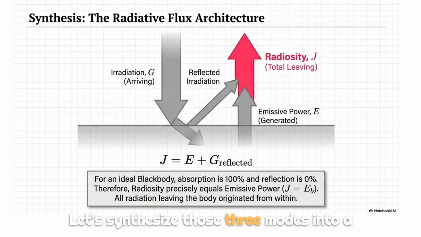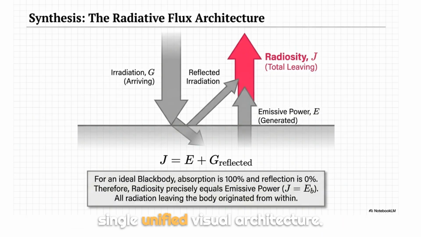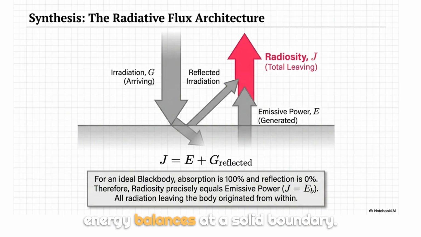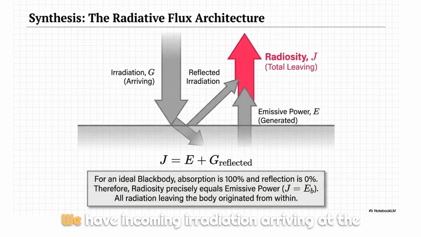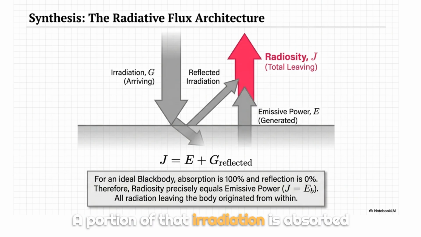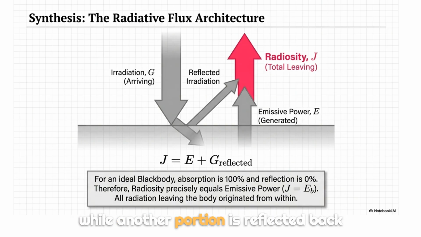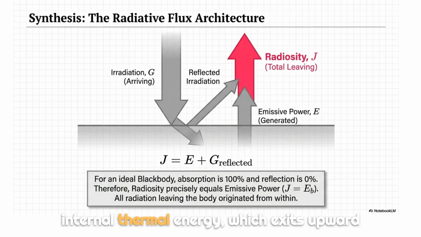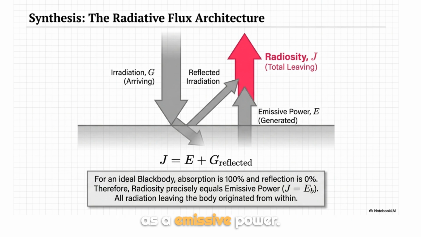Let's synthesize those 3 modes into a single, unified visual architecture. This diagram layout maps out exactly how energy balances at a solid boundary. Trace the gray arrows on the left. We have incoming irradiation arriving at the surface. A portion of that irradiation is absorbed, while another portion is reflected back upward, creating the reflected irradiation arrow. Now look at the right side. The surface is also generating its own internal thermal energy, which exits upward as emissive power.